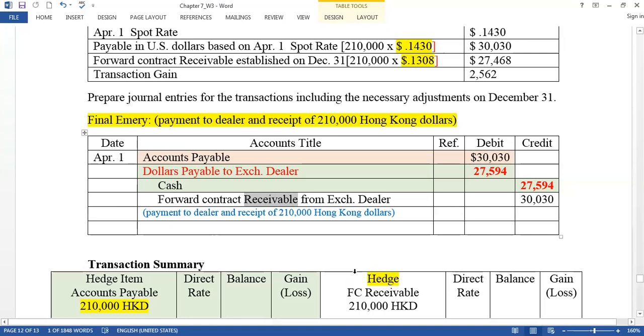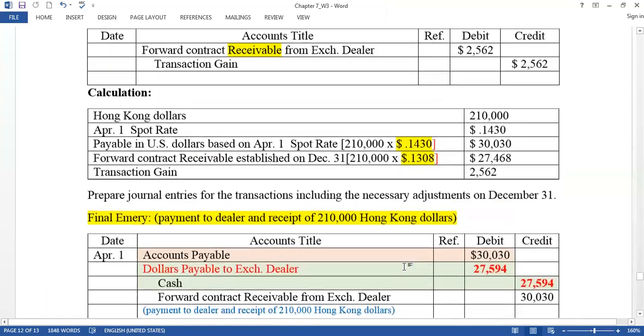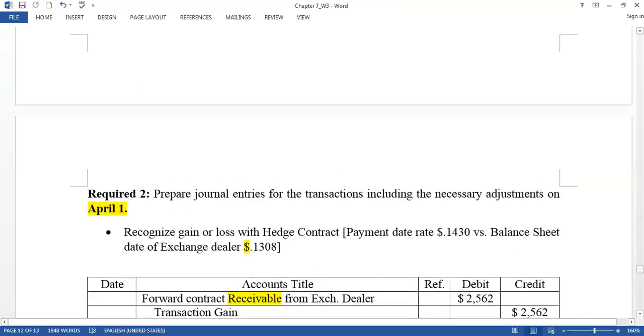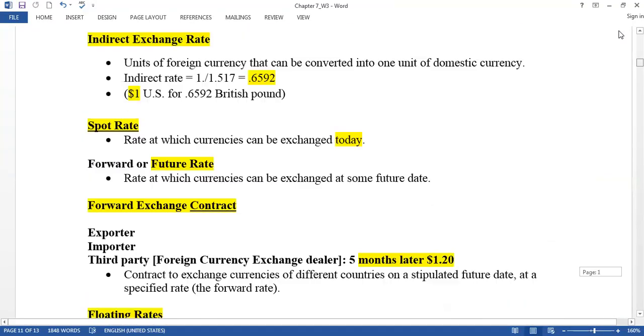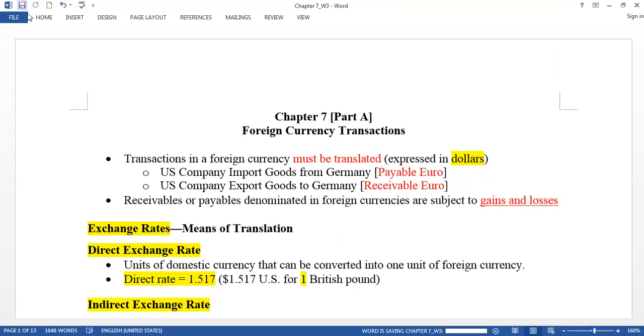Everything is now closed. We pay cash. We close our liability with the exchange dealer. The exchange dealer pays money to the Hong Kong people. Our liability is closed. And as the exchange dealer paid everything to the Hong Kong people, we don't have anything to receive from him. We close him, right? So this is all about this chapter actually. So do you have any question?